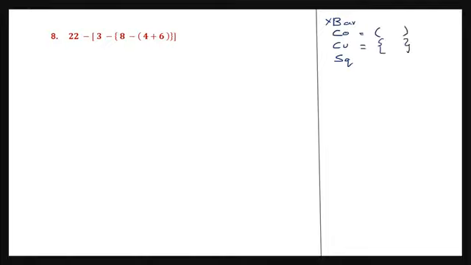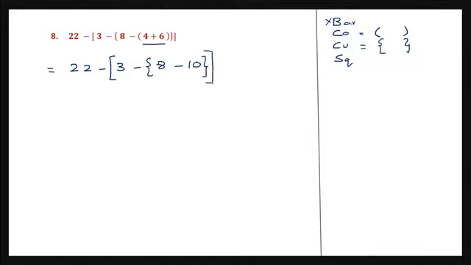Which one should we do first? The common bracket we need to do first. That means this. Everything else will remain the same. So let's be careful. 22 minus. Don't forget to put the square bracket. 3 minus, put the curly bracket, 8 minus. Now work out what is inside the common bracket. 4 plus 6 is 10. Okay, so we've removed the common bracket, but we need to put back the curly bracket and the square bracket.